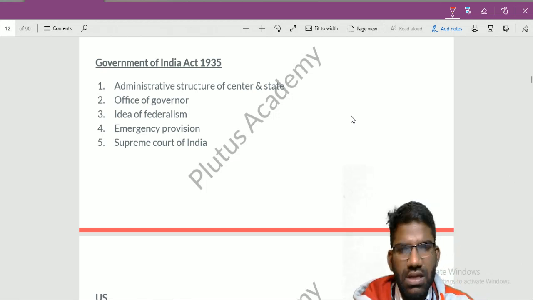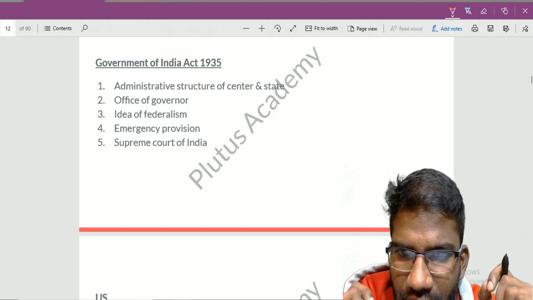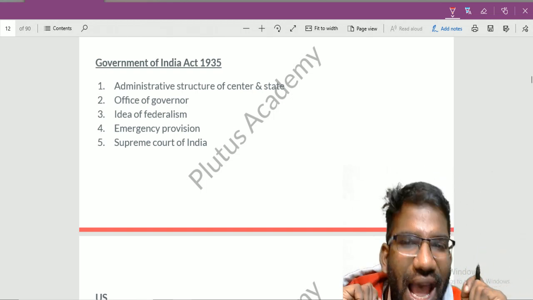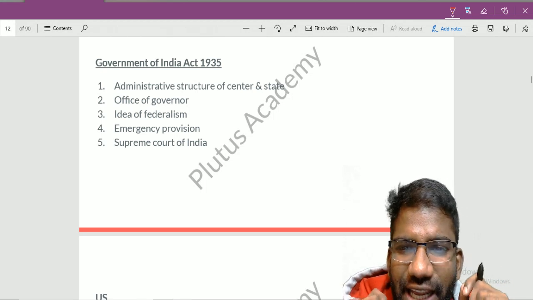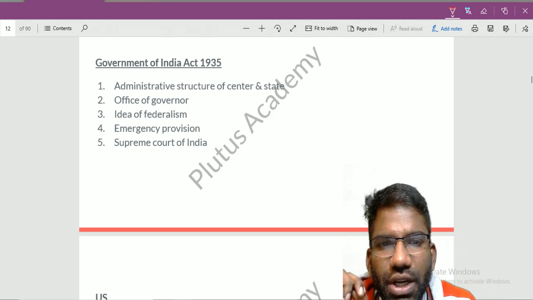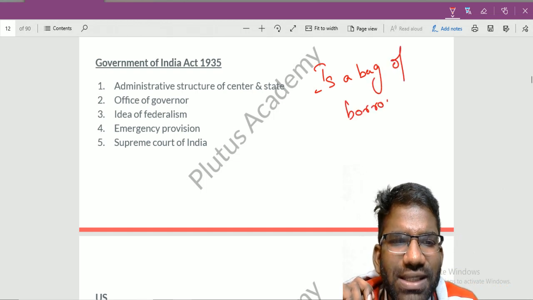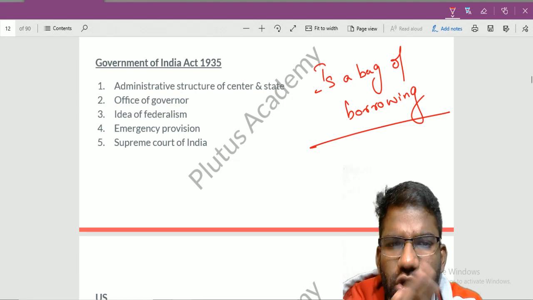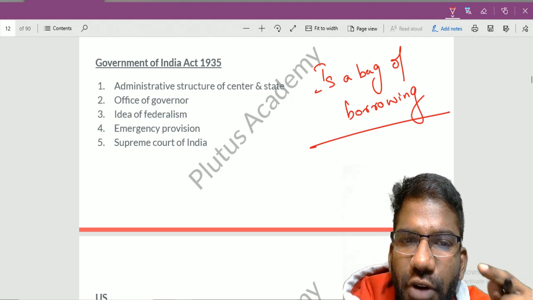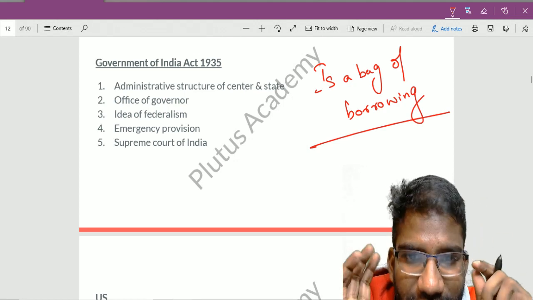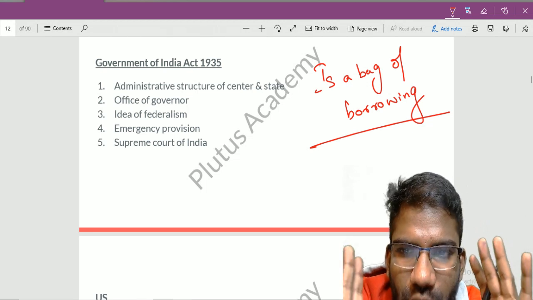Now, India has a very beautiful constitution, but there is an allegation against it. The allegation is that the Indian constitution is a bag of borrowing. The world says that the Indian constitution is a bag of borrowing. Why? It is simple, because the Indian constitution has many aspects which have been taken from constitutions across the world.